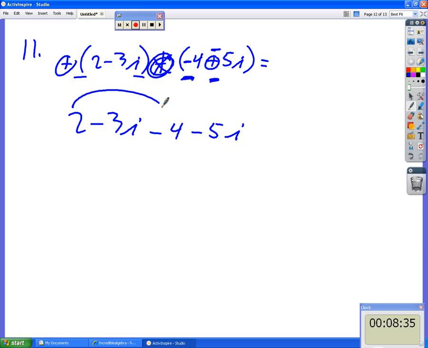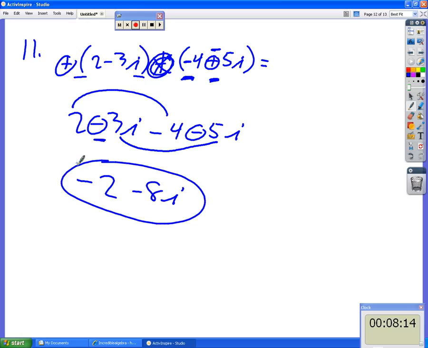What is 2 minus 4? Negative 2. What is a negative 3i and a negative 5i? Well, this negative here is the same as this one, so the signs are the same. So I add the 3 and the 5, get 8i, and keep the sign negative. There's my answer. I simply drop the parentheses, change the signs inside the parentheses when there's a negative outside, this one here. And if it's a plus, I just drop the parentheses, don't change anything, and I add like terms together.